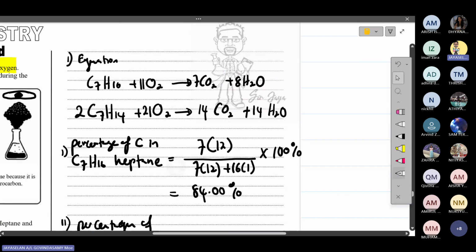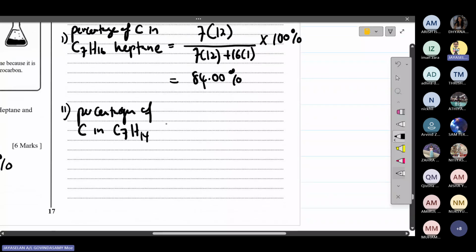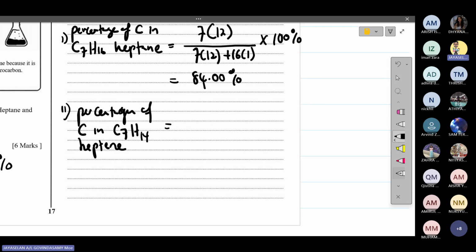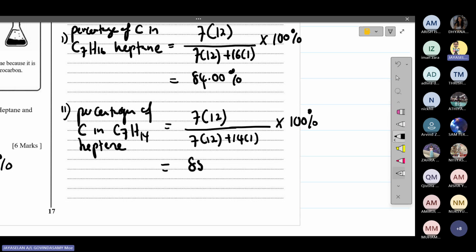C7H, how much? For heptene, H is 14, right? 14. So you all do for heptene. So this is what compound? Heptene compound. So 7 times 12, then you put here 7 times 12 plus 14 times 1, divide with the RMM of this whole compound, times with 100 percentage. How much will you get? 85.71%. Yes, 2 decimals. The examiner will check. You guys already scored 2 marks.